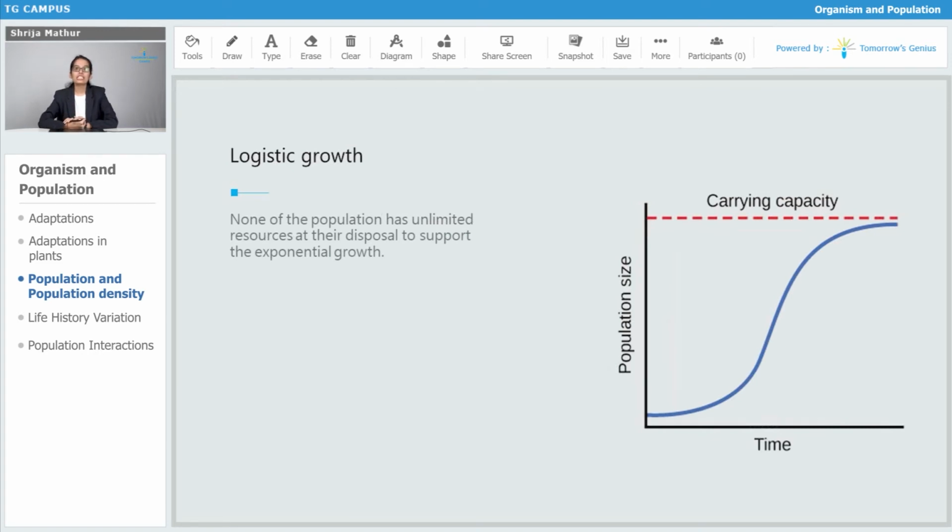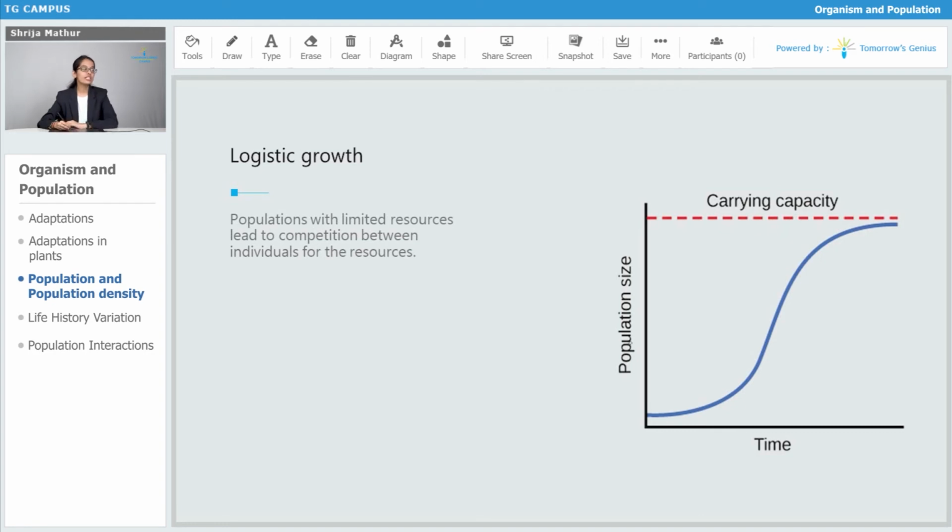Next model is the logistic model. As I told you, none of the resources is unlimited in a population. So considering that the resources are limited, how are we going to survive, how is the growth going to be? It is logistic growth. Carrying capacity, as I told you, what is the carrying capacity? Carrying capacity is that value which determines how much maximum food supply or resources can be given to a population. How much food supply is there which can support a particular population.